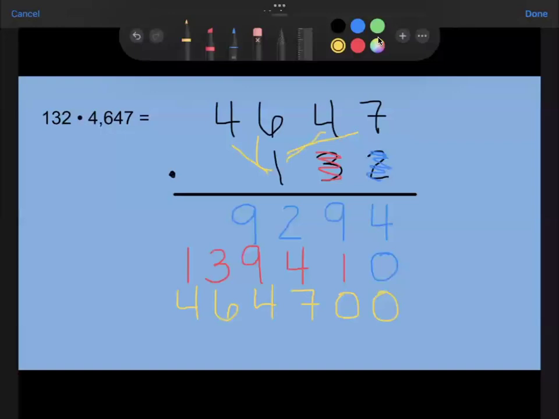So now that I'm done multiplying everything, I have to go ahead and add up all these partial products down here. So 4, 0, and 0 is 4. 9 and 1 is 10. So that's a 0, and I'm going to regroup that 1. Okay. 1 plus 2 is 3. 3 plus 4 is 7. 7 plus 7 is 14. So a 4 here and a 1 here. 1 plus 9 is 10. 10 plus 9 is 19. And then 19 plus 4 is 23.